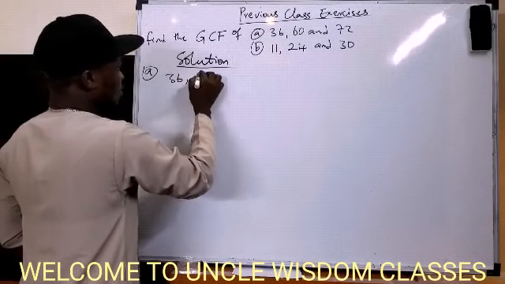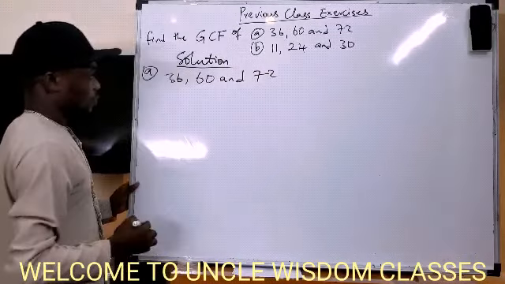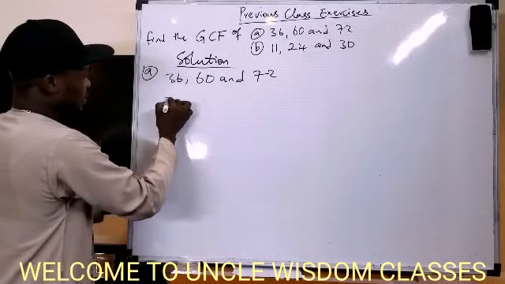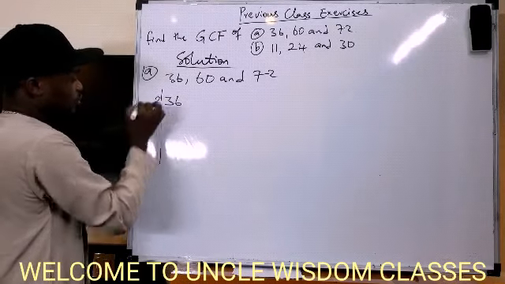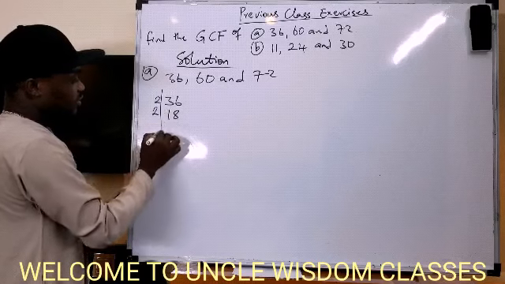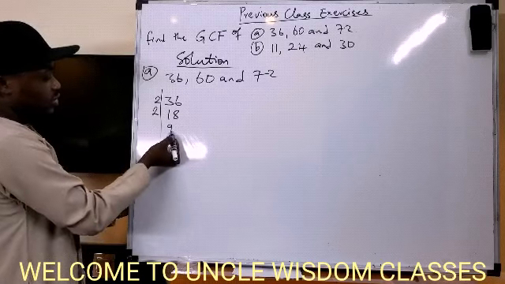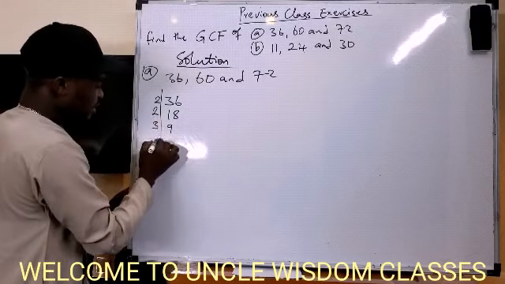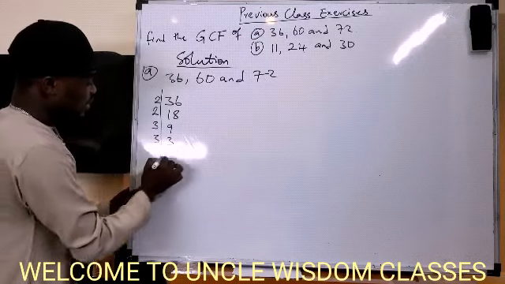36, 60, and 72. So we'll take them one after the other. 36. 36 divided by 2 will give us 18. 18 divided by 2 will give us 9. 2 cannot divide 9, so we'll now go to 3. 9 divided by 3 will give us 3. And 3 divided by 3 will give us 1.